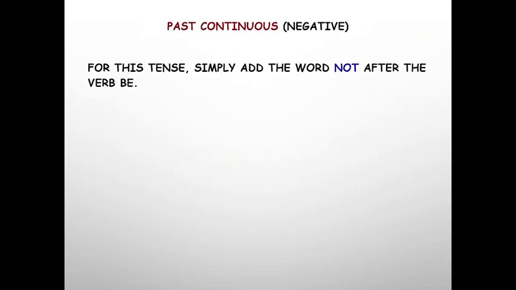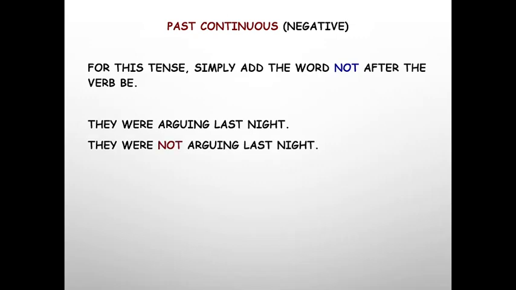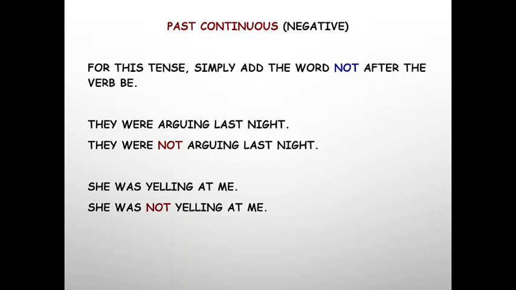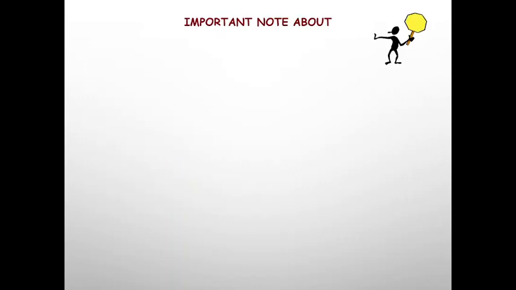Past continuous negative. In this sentence we should also use our negative word not after the verb be. For example, they were arguing last night and they were not arguing last night. She was yelling at me, or she was not yelling at me.